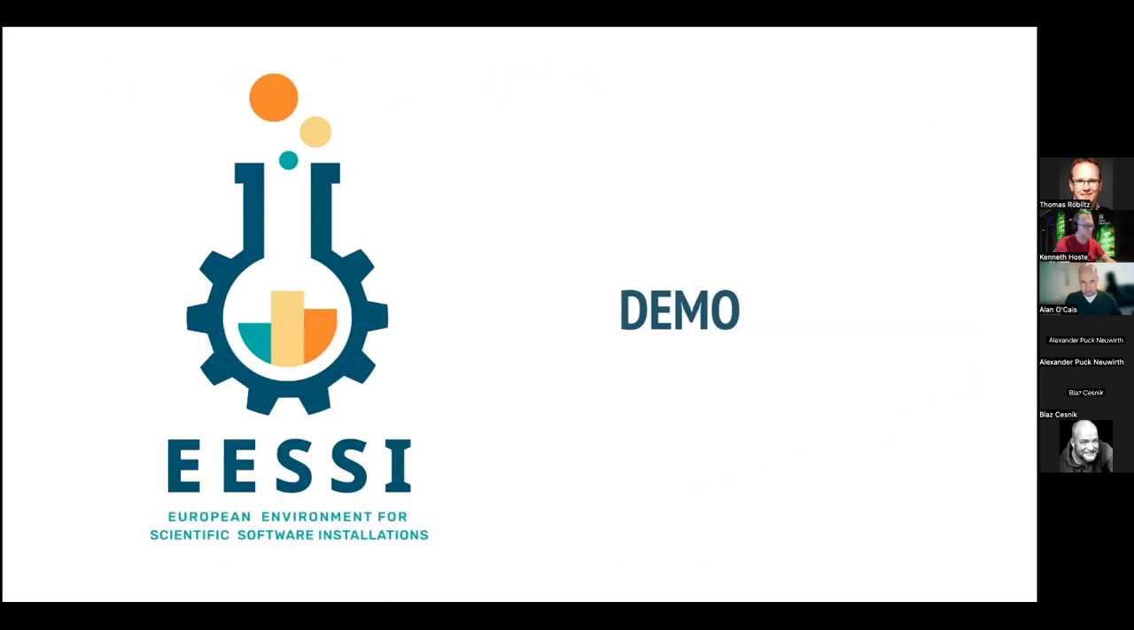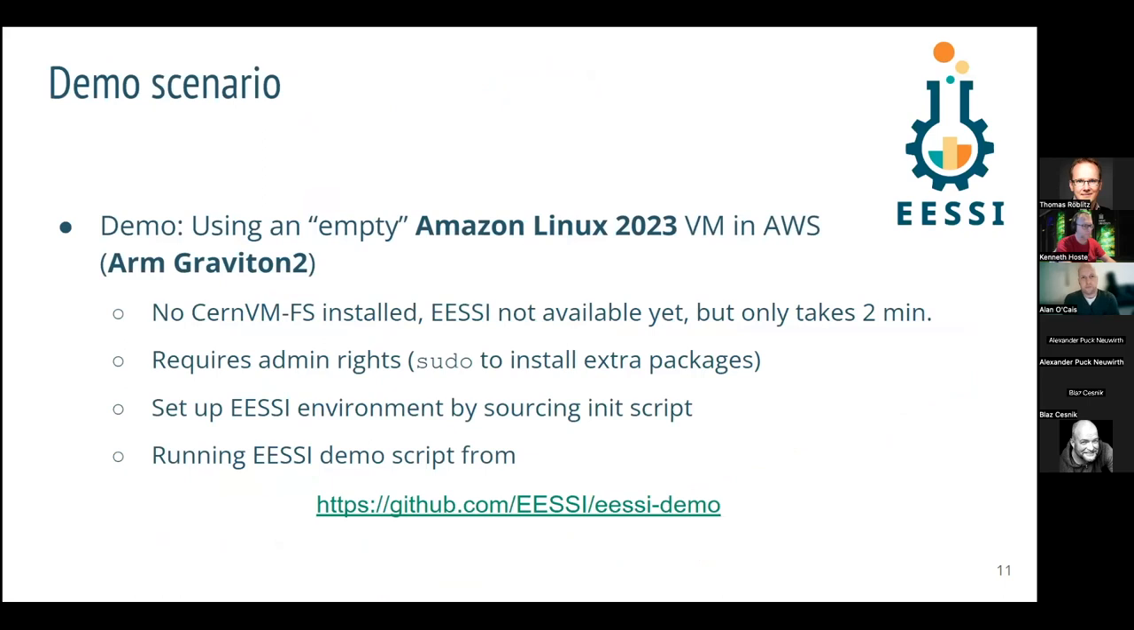And with that, I want to start with a demo. A demo that brings us straight from nothing, basically, from an empty virtual machine. I'm going to use an operating system that I don't know if many of you have used in the past, Amazon Linux, a custom Linux operating system that they use in AWS. We're going to use, in inverted commas, exotic hardware. We're going to use an ARM instance in this case as our hardware. And this system doesn't have any CernVM-FS installed. It doesn't have EESSI available, and so we're going to start that from scratch.